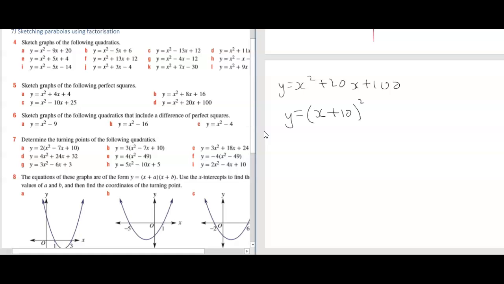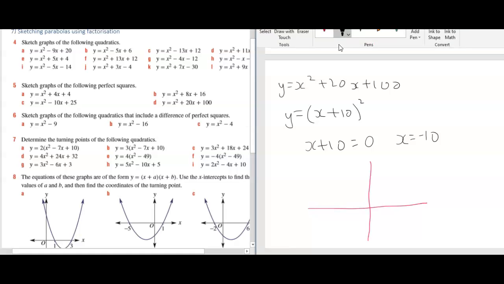Okay, so it's a perfect square, so it's 10. Okay, so 10 times 10 gives you 100. 10 plus 10 gives you 20. So when we're finding the x-intercept, we'll let y equal 0, so x equals negative 10. So it's a parabola at x equals negative 10. So just put that here. Your y-intercept is at 100.